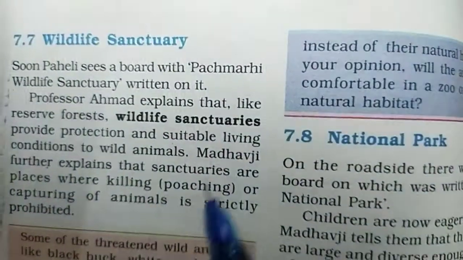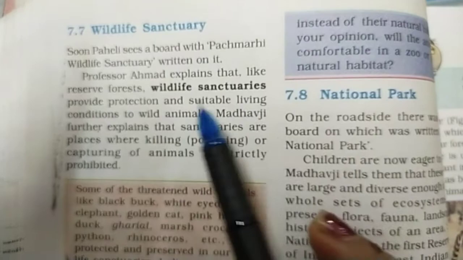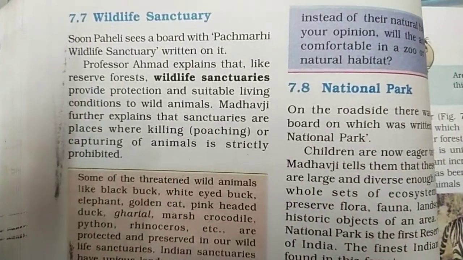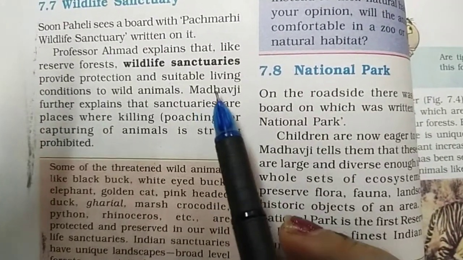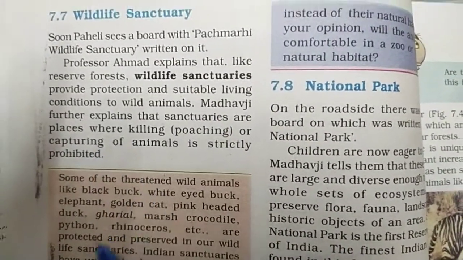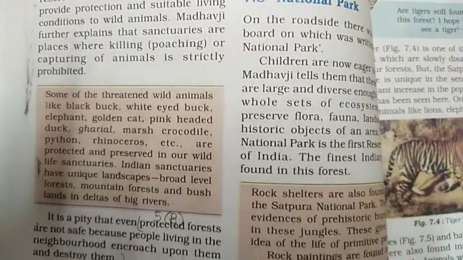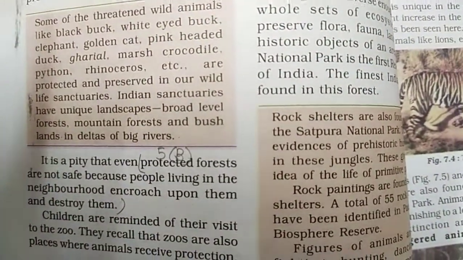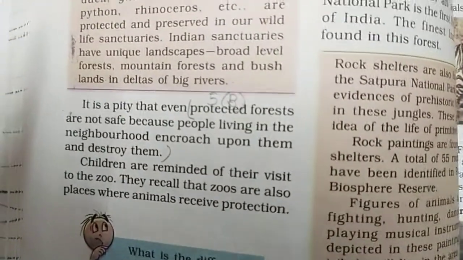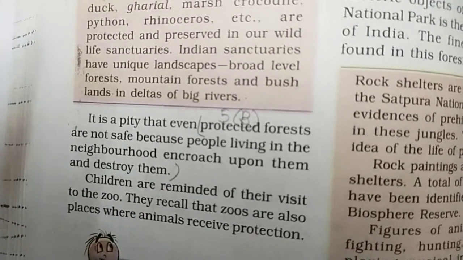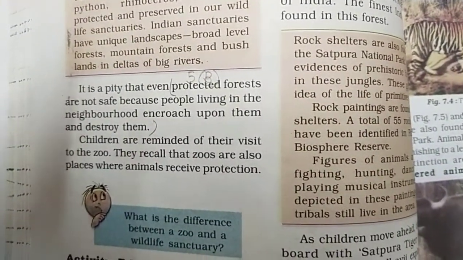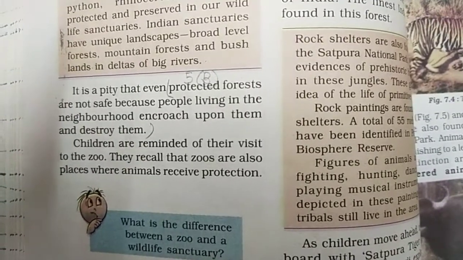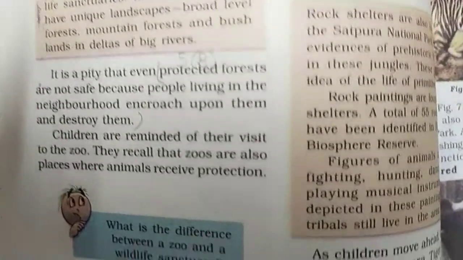Now the next topic is the wildlife sanctuary. What is a wildlife sanctuary? A wildlife sanctuary is a place where animals are protected and live under suitable conditions. Sometimes protected forests are not safe, because certain people living in the nearby area damage and destroy the animals or the fauna of that area.